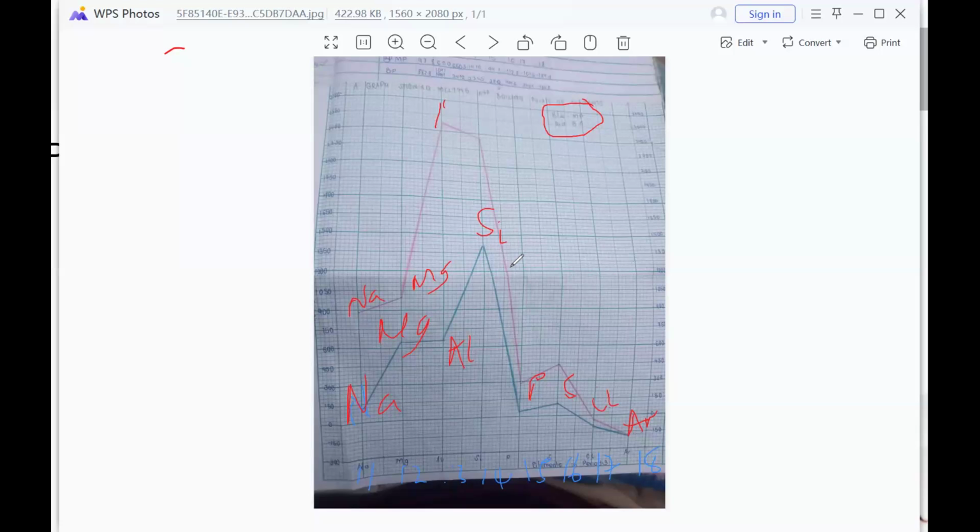So you realize that the melting point and boiling point are increasing from sodium to silicon, and then there is a general decrease from phosphorus to argon. So can someone explain to us why you think it's happening that way? Anyone who can share with us why you think there is a general increase from sodium to silicon, and then a general decrease from phosphorus to argon? What do you think?